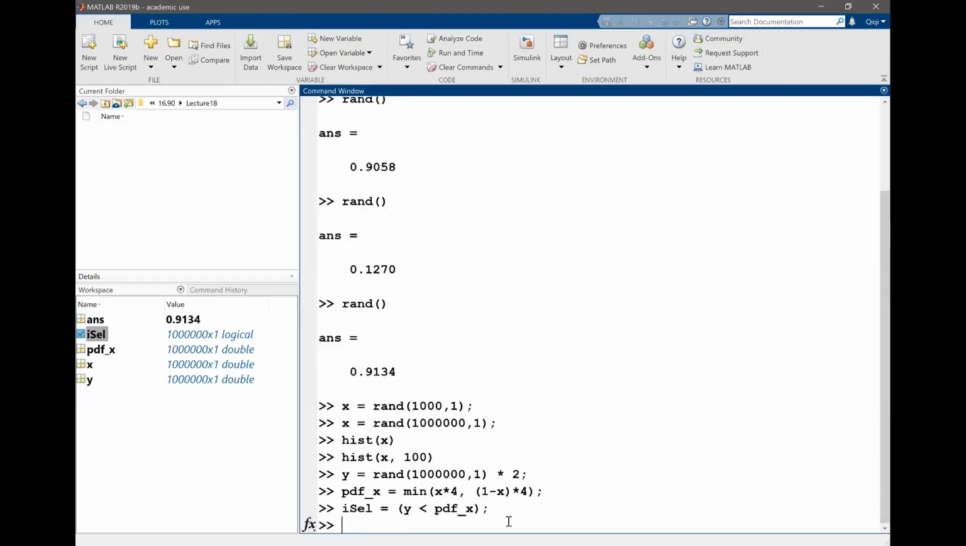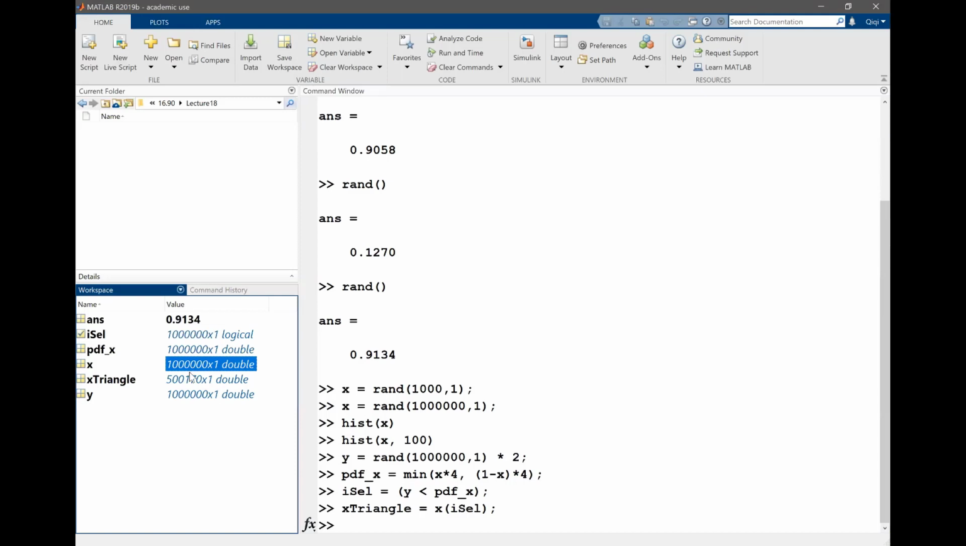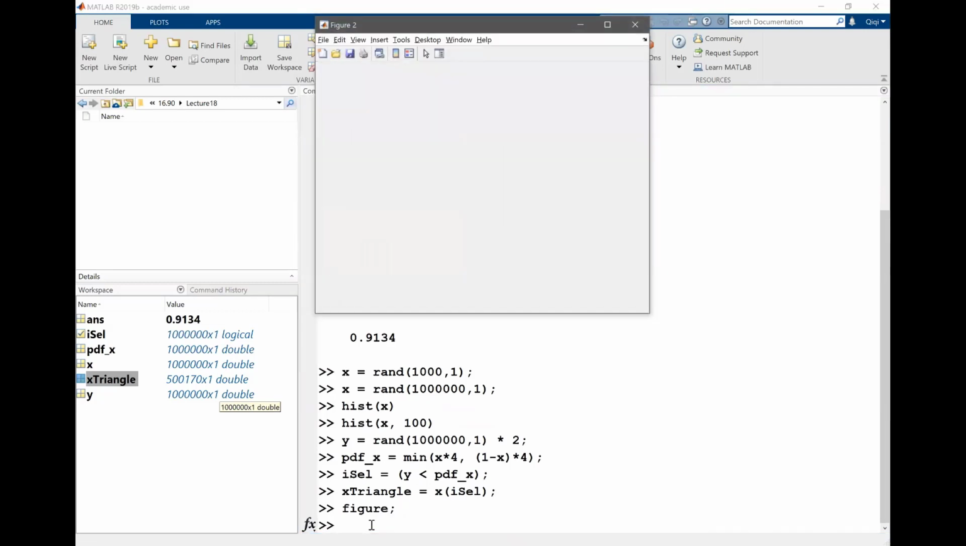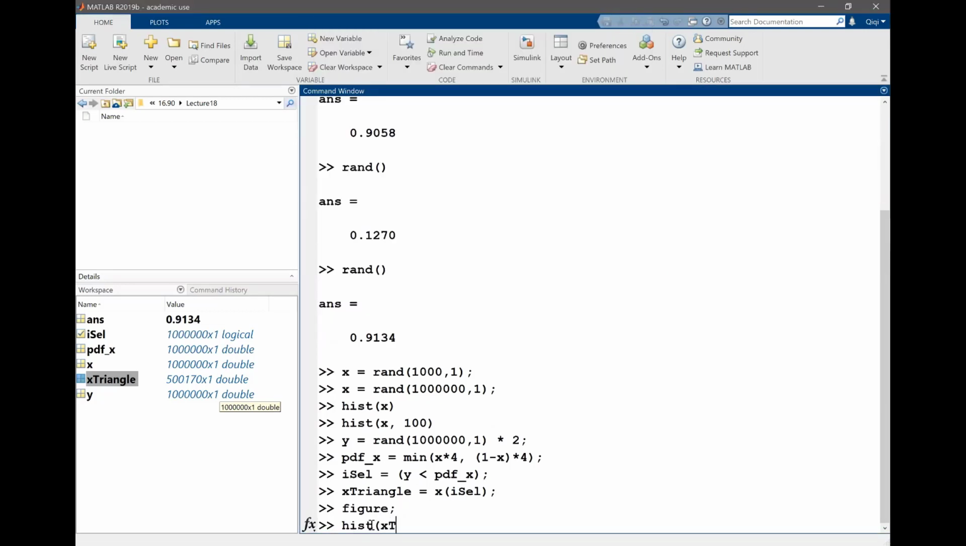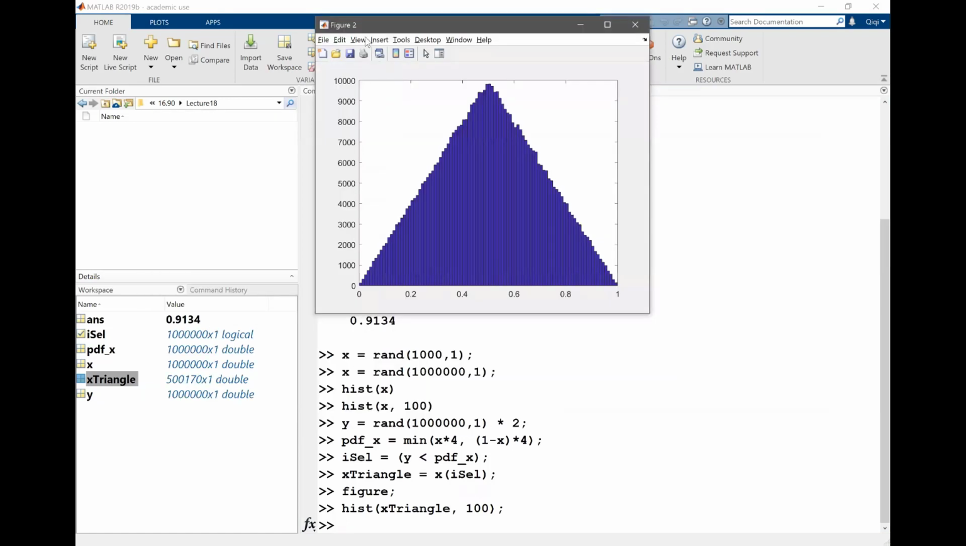So the resulting x is going to be, let's say, x triangular is going to be x I cell. So I'm basically taking a subset of x, right? So x has a million samples. Now, because I rejected some of the samples, x triangle only has about 500,000 samples. And now if you make another figure, take a histogram of x triangle. Again, I want to use 100 bins. This is what I get.